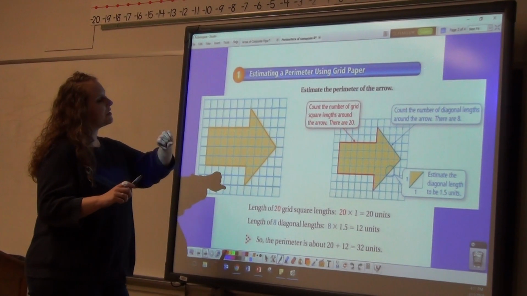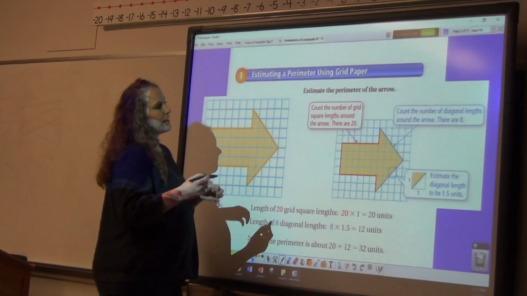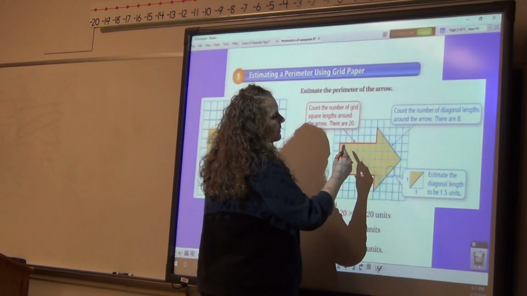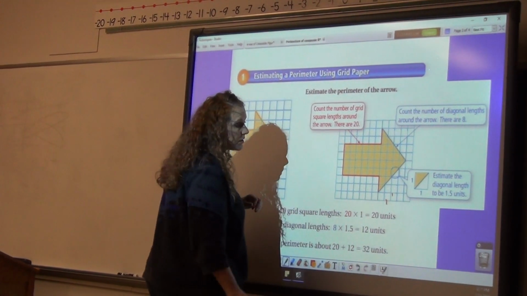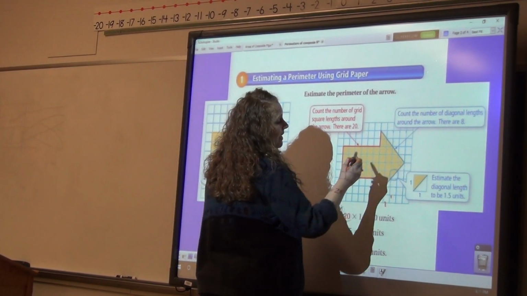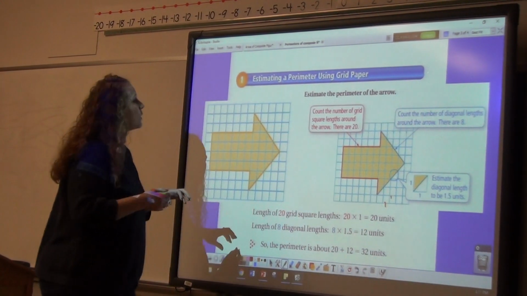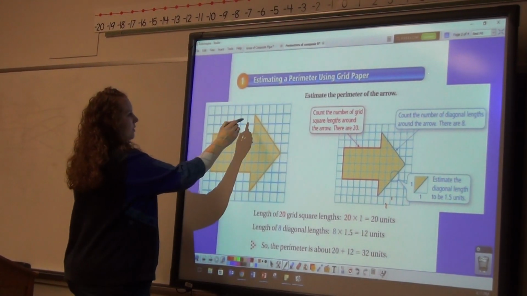The diagonals are kind of a little bit weird, but whenever you're estimating a diagonal that goes right through the center, if it's a 1 by 1 figure, which is what these are, 1 unit by 1 unit, we are going to estimate that as 1/2. So let's count all the whole numbers first.